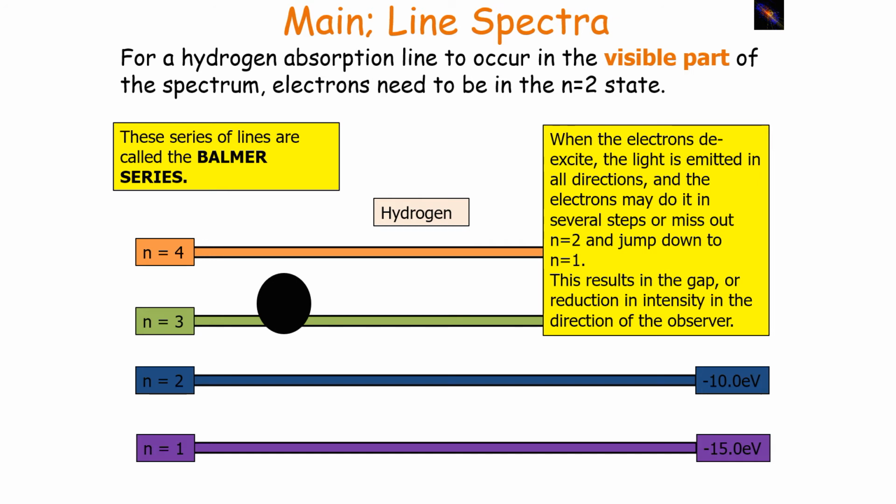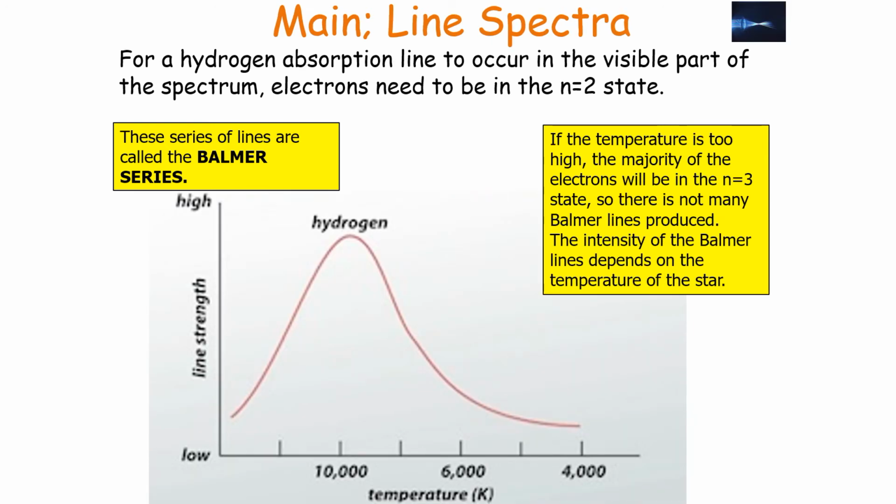So when the electrons de-excite, the light is emitted in all directions and the electrons may do it in several steps or miss out n equals 2 and jump straight down to n equals 1. This results in a gap or reduction in intensity in the direction of the observer. Now if the temperature is too high, the majority of the electrons will be in the n equals 3 state, so not many Balmer lines will be produced. So the intensity of the Balmer line depends on the temperature of the star. Here we have a very low amount of Balmer lines at a high temperature because most of the electrons are in the n equals 3 state. Here we have very few Balmer lines at low temperatures because most of the electrons are in the n equals 1 state. Here we have lots of Balmer lines because the electrons are in the n equals 2 state.